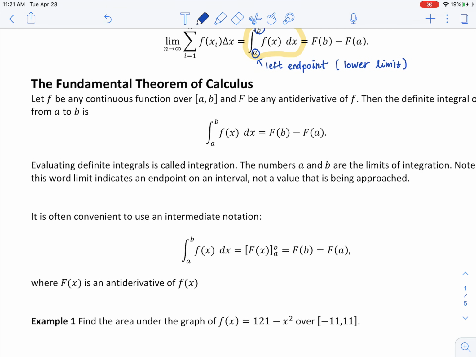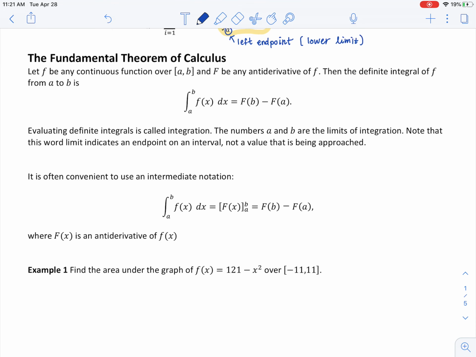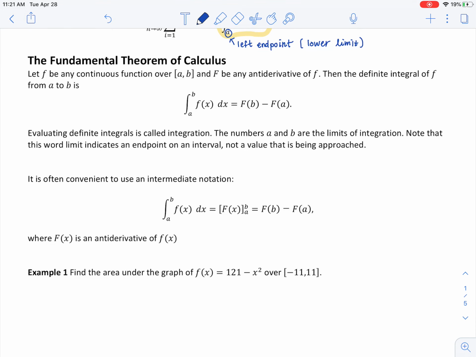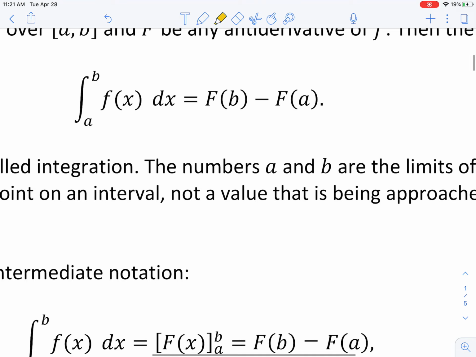And the fundamental theorem of calculus talks about what this is. Let little f be any continuous function over a closed interval a to b, and big F be its antiderivative, then the definite integral of little f from a to b is this. Now highlight this. This is going to be the main idea for this lesson today. This is going to be the difference of big F of b minus big F of a.